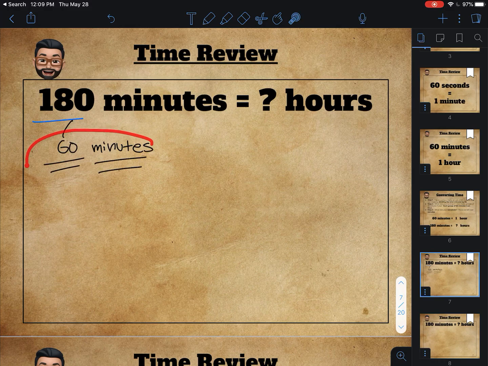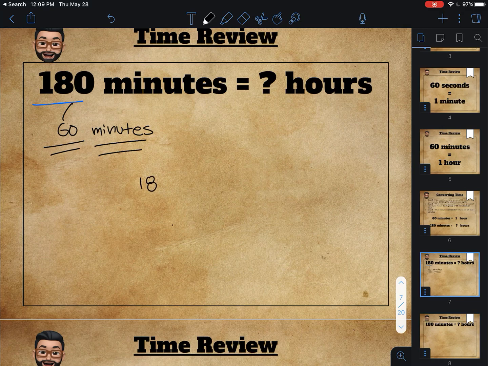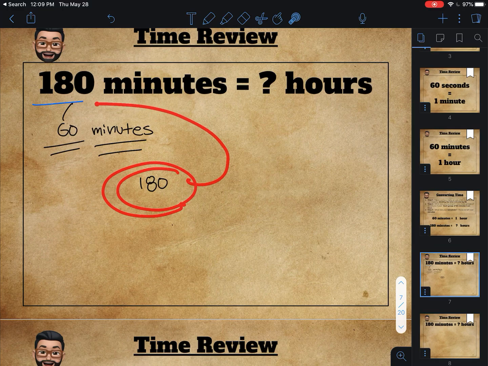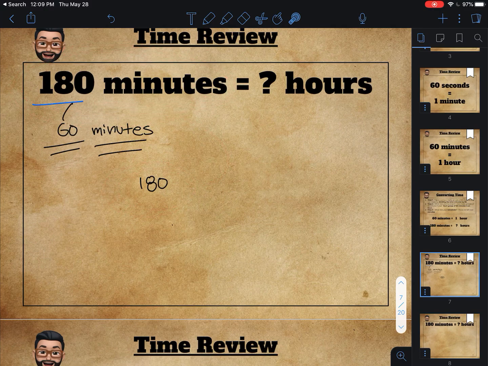So how many groups of 60 can I get out of this 180? I could keep subtracting 60 away from 180, or we already know that repeated subtraction is division. It's taking 60 away over and over again. So I've got 180 right here, because that's how many minutes we have altogether, and I'm trying to figure out how many groups of 60 I can make.